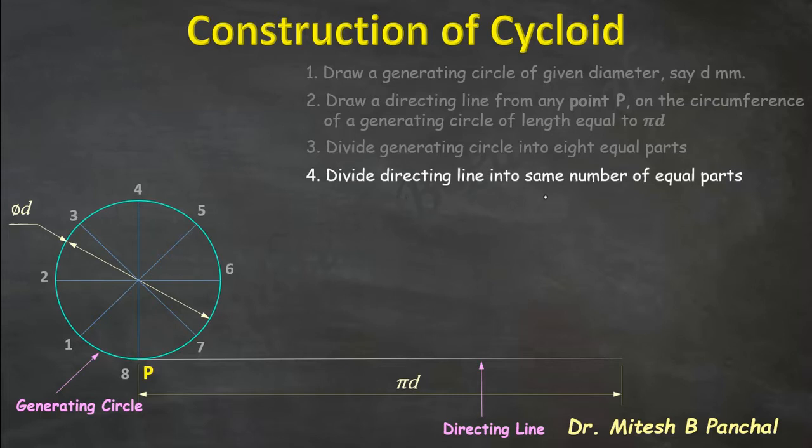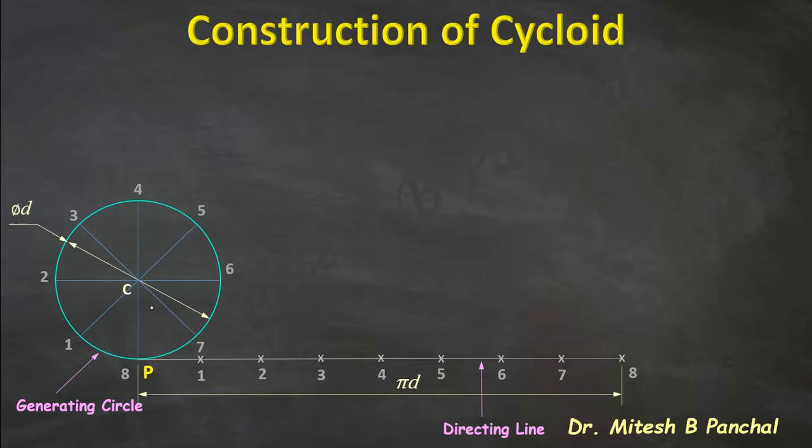Now divide the directing line into the same number of equal parts. Here the generating circle is divided into 8 equal parts, so you have to divide the directing line, of length pi into d, into 8 equal parts. Again number them 1, 2, 3, 4, 5, 6, 7, 8. C is the center point of the generating circle.